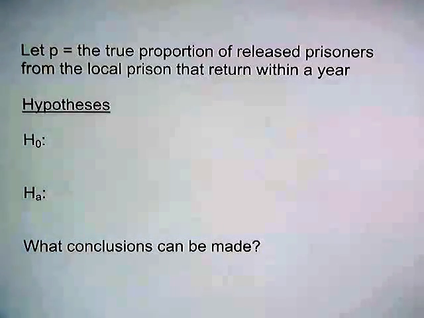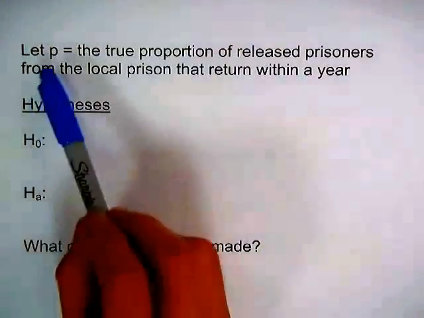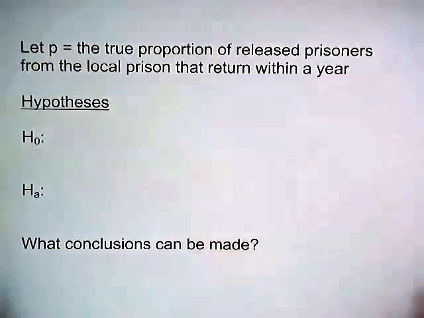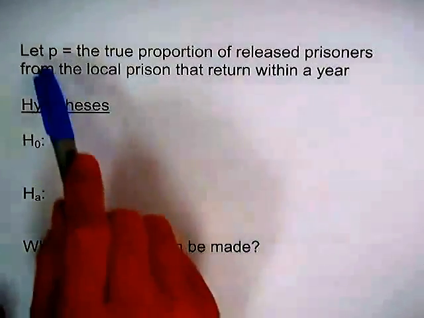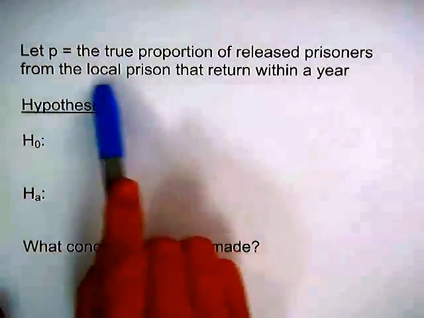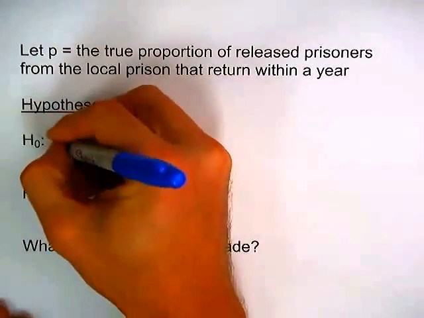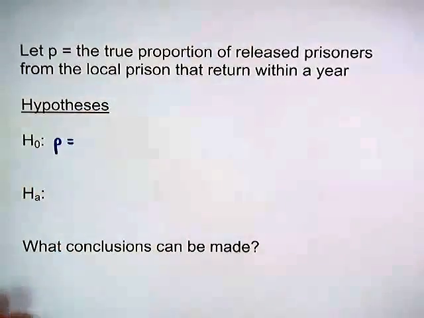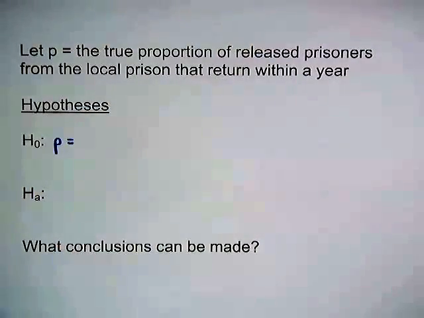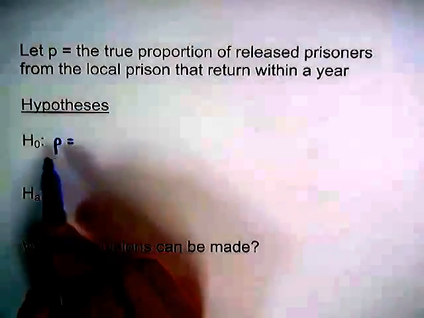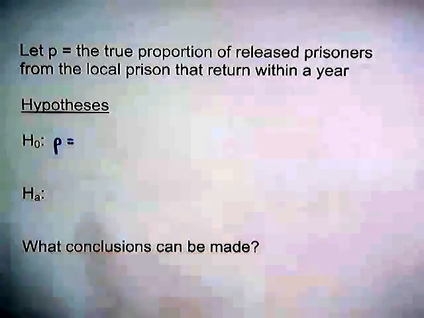So we're going to let P equal the true proportion of released prisoners from the local prison that return within a year. Okay, so remember P is our symbol for a population proportion. So we're going to assume that P is the population proportion for this local prison. All right, so if we write some hypotheses, remember that we need a parameter first, and then the null hypothesis is always equality.